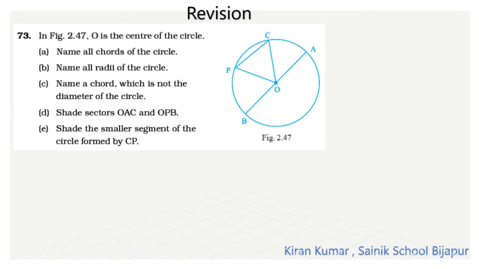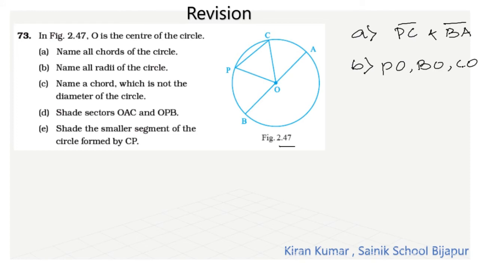Next, we have question 73. There's a circle with the center O mentioned. We need to name all the chords of the circle. Here, there will be 2 chords, PC and AB. Name all the radii of the circle. Here, the radius is the distance between the center and a point on the circle. So, OB, OP, OC, OA, they are the radii.